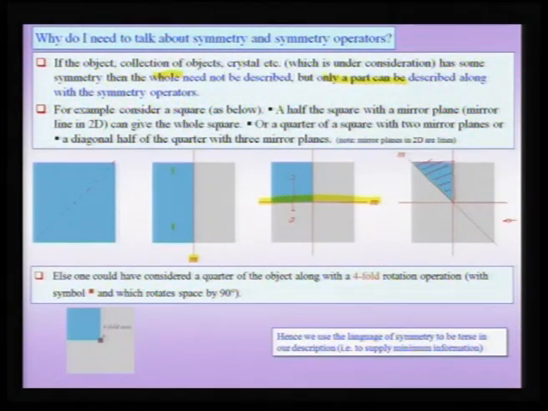As we shall see soon, there are other symmetry operators which we could invoke. For instance, what is known as the fourfold axis could also generate my original square from one quadrant of the square. In other words, the language of symmetry is used so that we can be very terse in our description, so that we can supply minimum information and generate the maximum amount of knowledge possible.